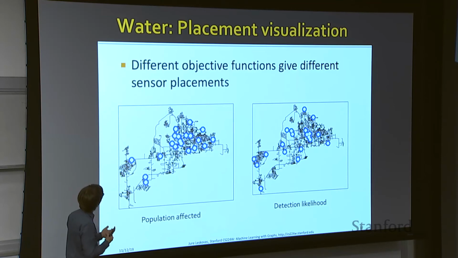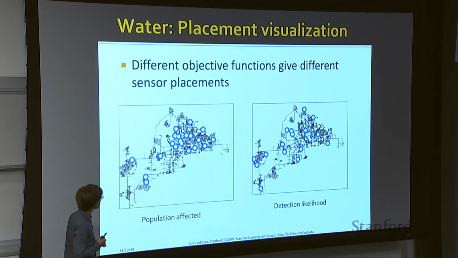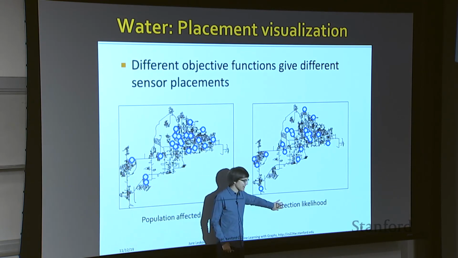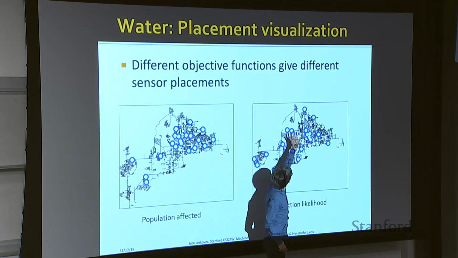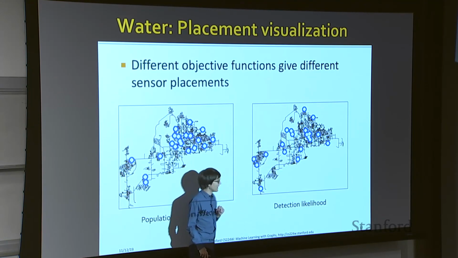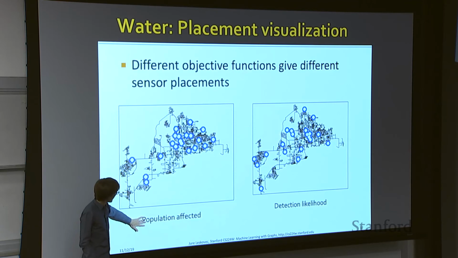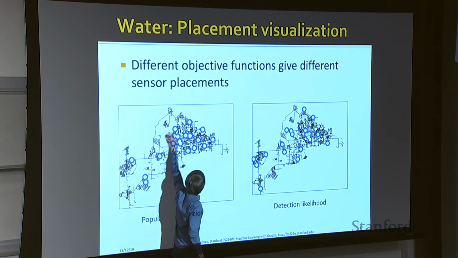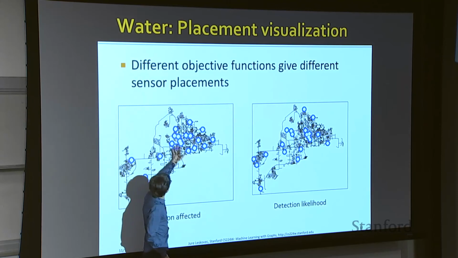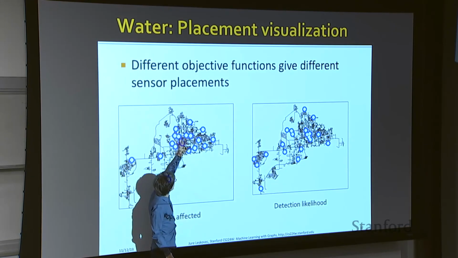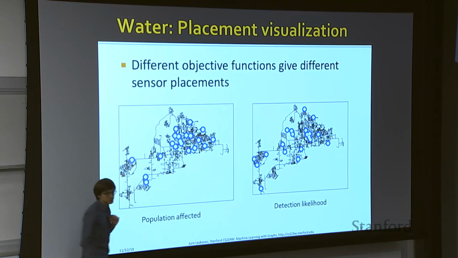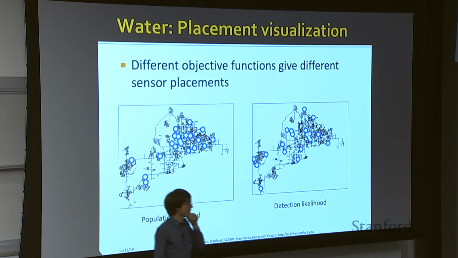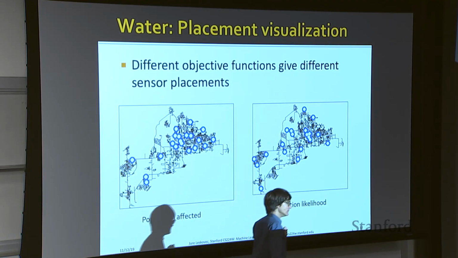Another thing I want to show is that depending on what kind of objective function you want to optimize, you get different types of placements. For example, by detection likelihood, I mean we want to detect as many scenarios as possible. If that's our goal, then the sensors are placed more or less spatially uniformly. While if I want to minimize the amount of population affected, you see that most of the sensors are here because here is the most population. So I care about detecting it where the population is the densest, and in the parts where population is sparse, I put relatively few sensors.